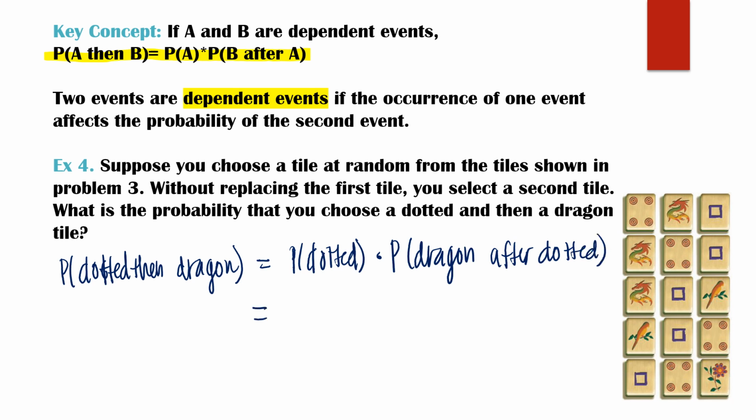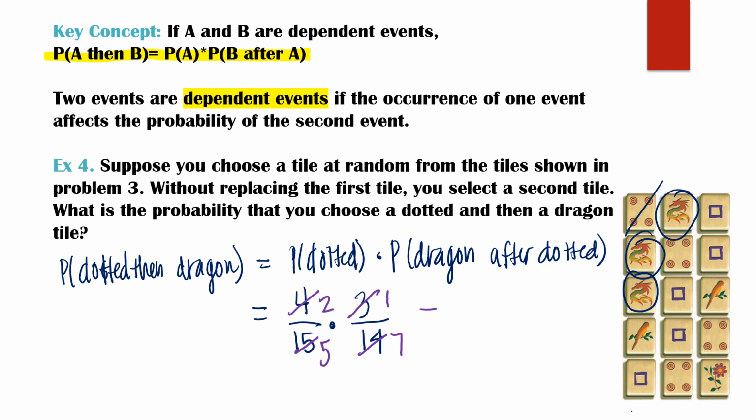So for dotted, we still have 1, 2, 3, 4 out of 15. That's still the same. And now that we have taken one away, I'm just going to say a random one, we have 14 now. And then we have to think about the dragons that we have. So we still have 3 dragons. And now we're just going to simplify. So the 4 and the 14, I could divide that by 2. That would give me 2 and 7. And then the 3 and the 15, I could divide that by 3. That would give me 1 and 5. In total, we have 2 over 35. And that would be our answer.